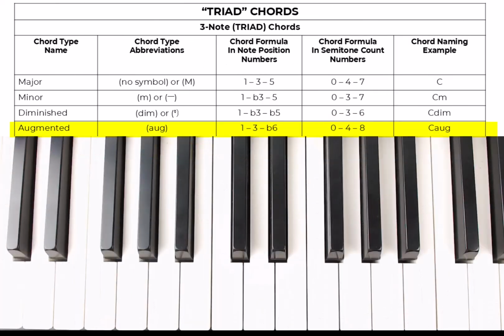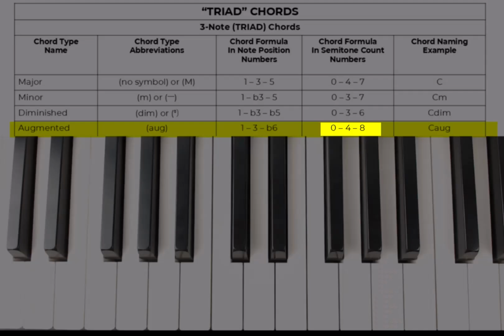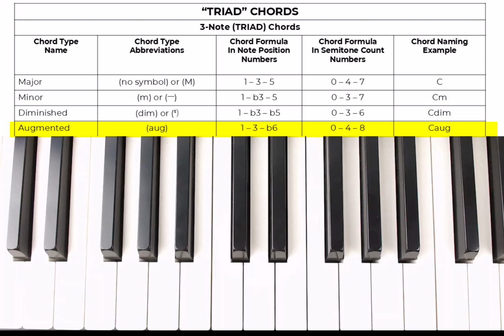Now let's move to the augmented chord type. As you can see, its semitone chord formula is 0, 4, 8. As suggested by its name, we are going to augment or move up one semitone interval, in this case from the semitone interval of 7 to the semitone interval of 8, while leaving the first two notes as is.